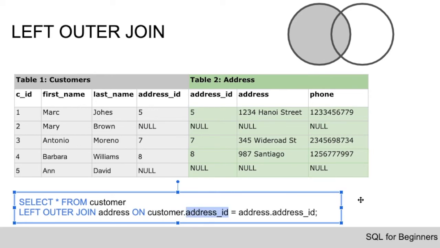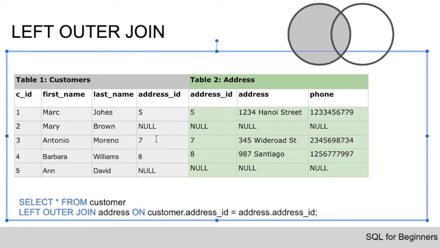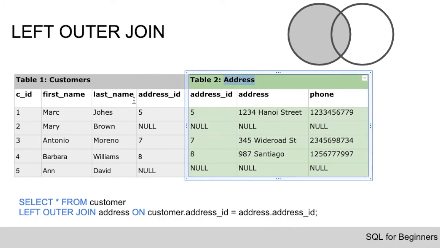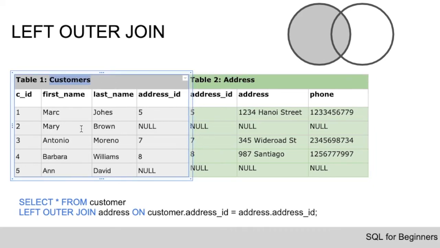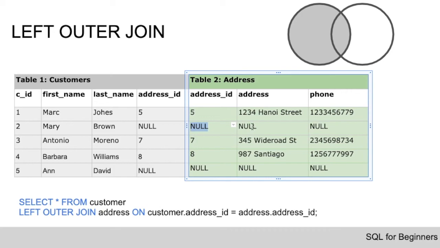So as a result, we are getting only 3 rows from the address table and all the rows from the customers table. And you see that we don't have the address for the customer whose name is Mary, and in such a case, SQL automatically puts null values like here and here. So that's basically it about the left outer join.